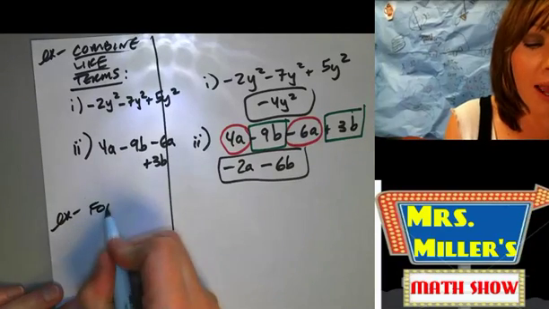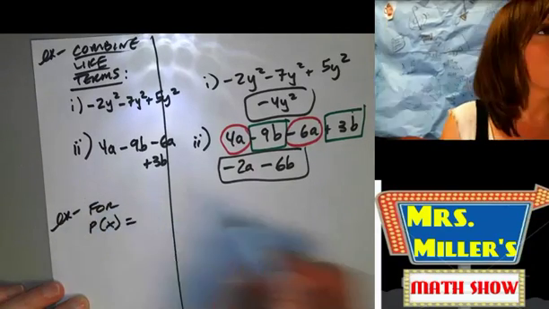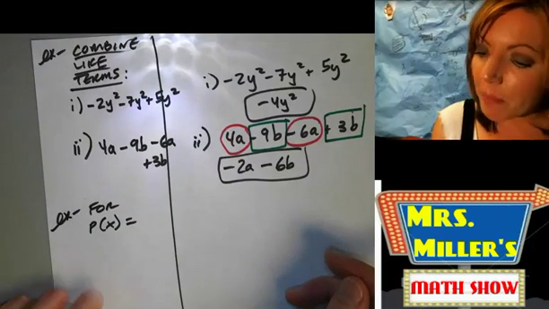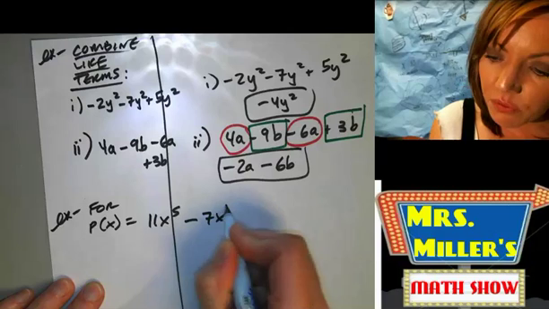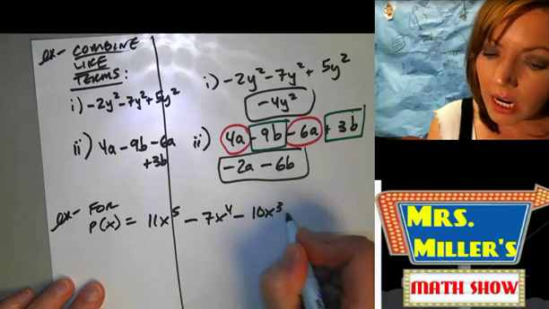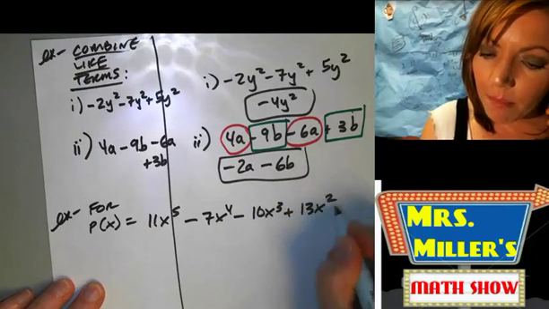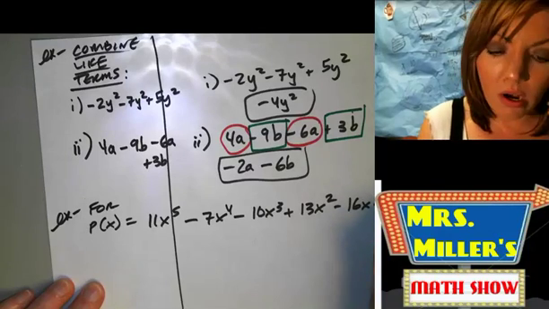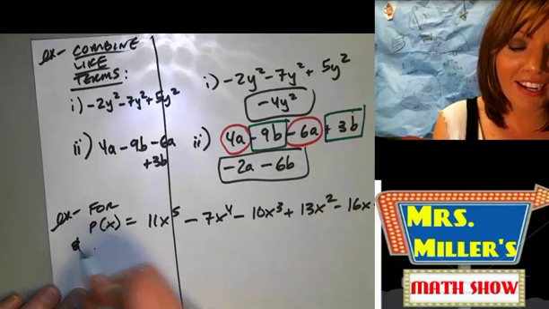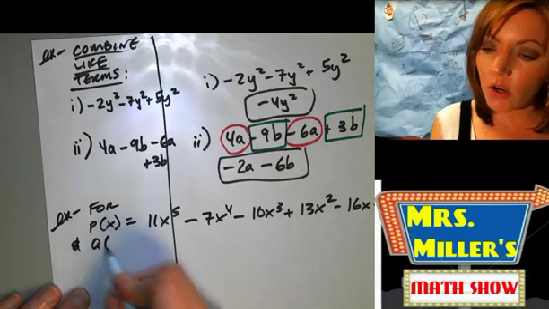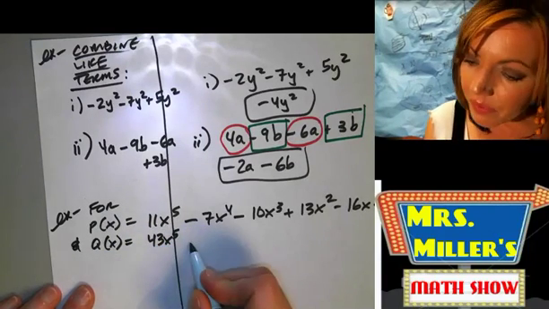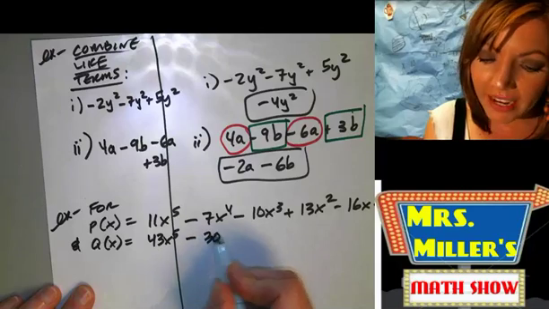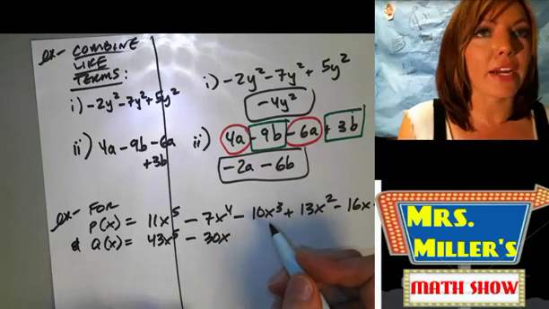You guys ready for this? This is really long. For p of x equals 11x to the 5th minus 7x to the 4th minus 10x cubed plus 13x squared minus 16x plus 61. And I have terrified them. And q of x equals 43x to the 5th minus 30x. You all should make your biggest scary noises, like you're all freaked out.